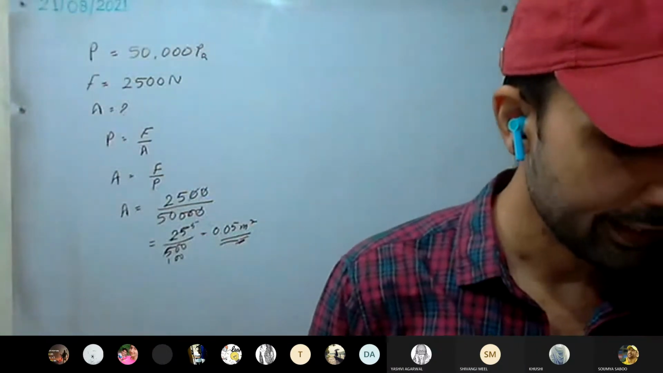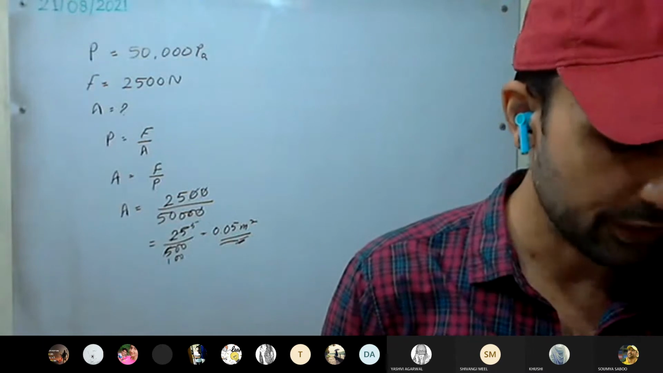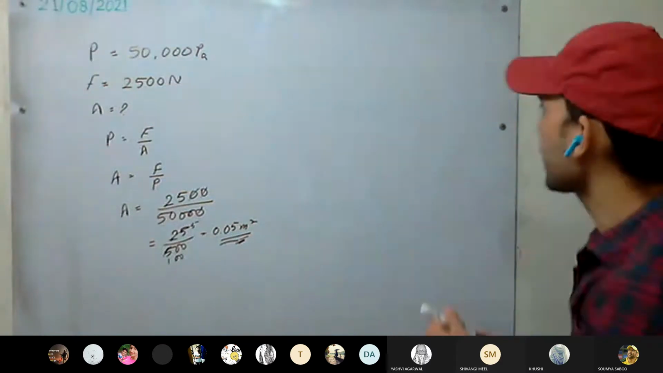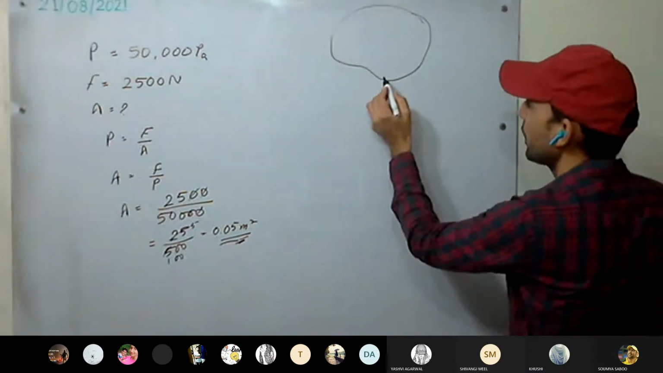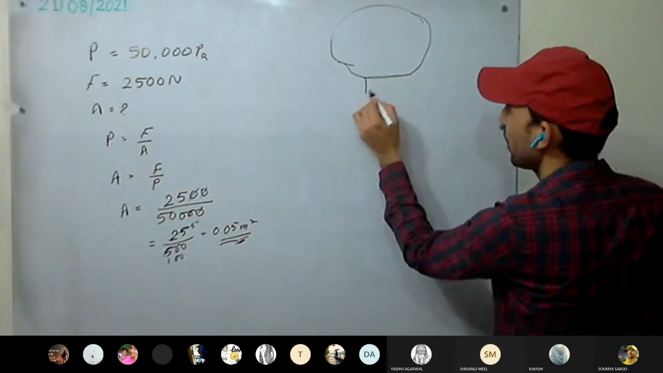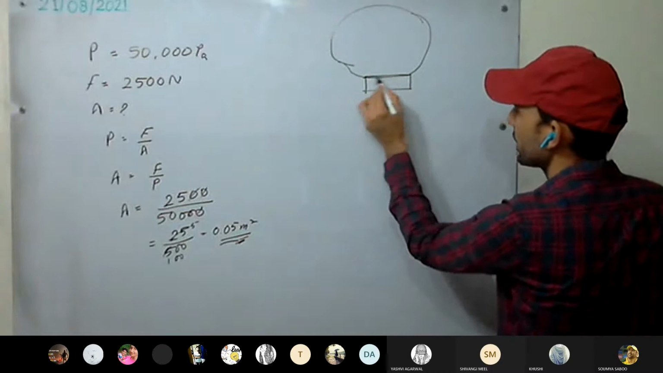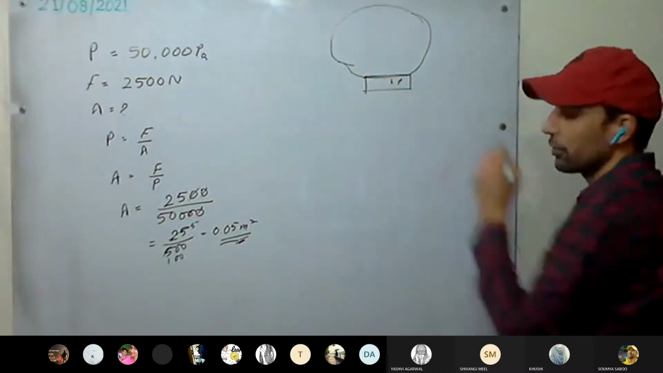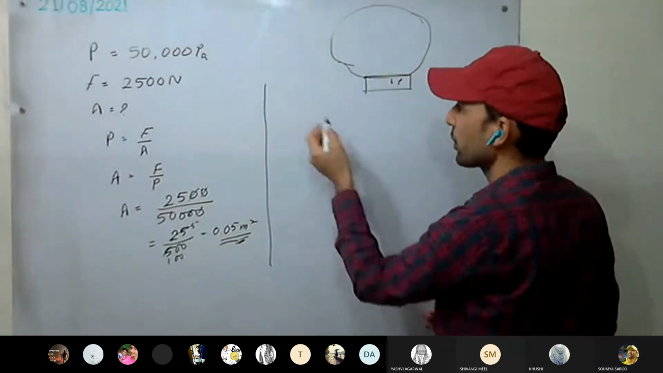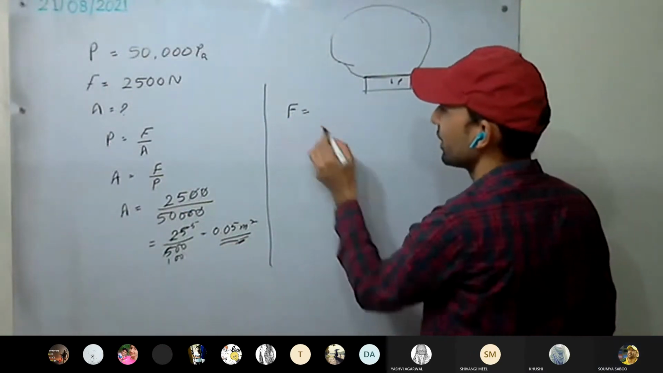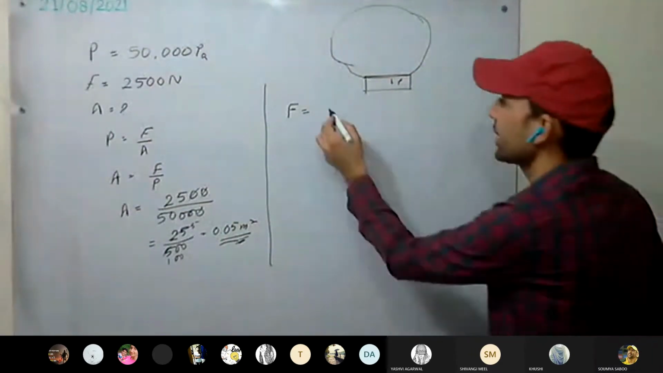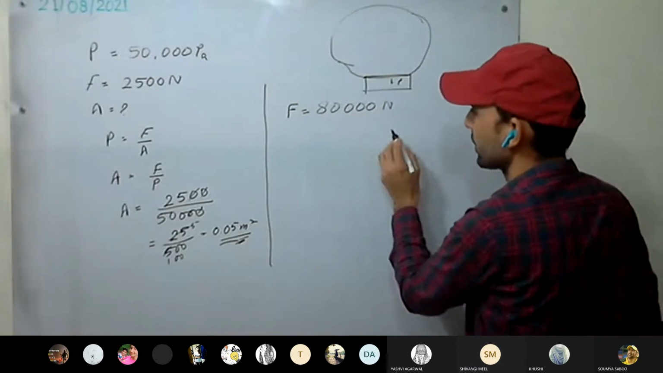So a heavy stone of weight 80,000 Newton is placed on a platform of this dimension. Calculate the pressure on the platform. So we have a heavy stone placed on a platform like this, and the platform area is given. Now we have to calculate the pressure on the platform. So what is given? Good. Force is given: 80,000 Newton.